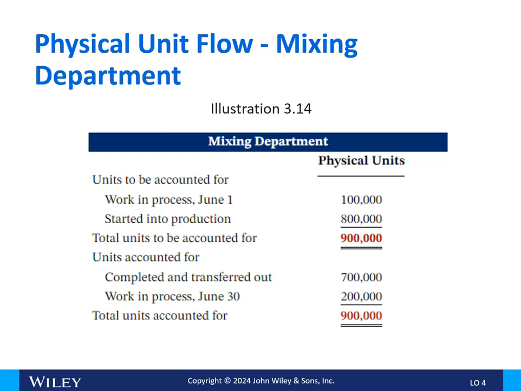So in the mixing department example, we started with 100,000 in work in process. We started 800,000 into production, so we have to account for 900,000 units. We completed and transferred out 700,000 units. We had 200,000 in work in process as of June 30th, so we've accounted for the 900,000 units.